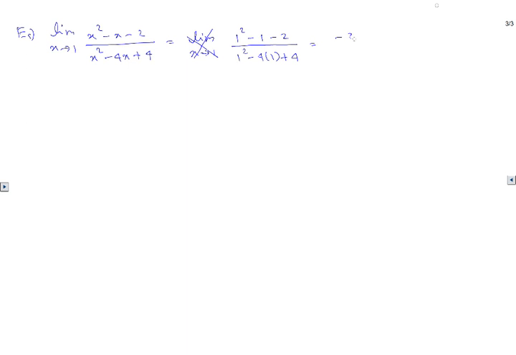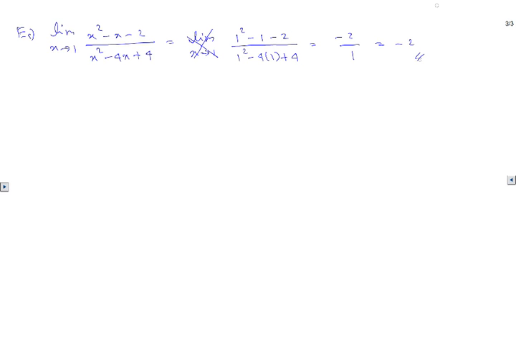You're going to get negative 2 over 1, that means negative 2. So that's the answer. So when there are some problems, you can just plug in the value and get the answer, because you do not get a 0 in the denominator. If you get a 0 in the denominator, you have to be careful to make sure that it's going to give you something useful.